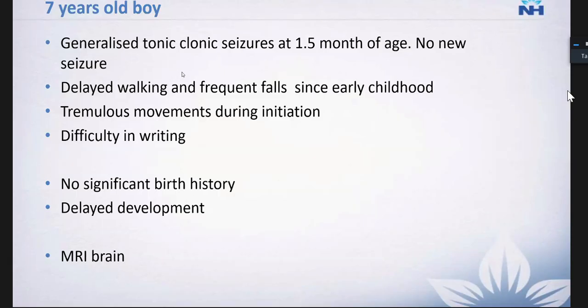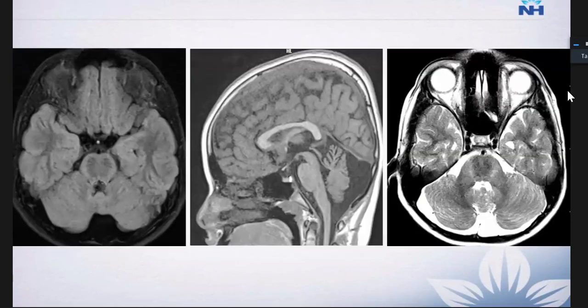So here is a 7-year-old boy who had generalized tonic-clonic seizures at 1.5 months of age. The child had delayed walking and frequent falls since early childhood, and there were tremulous movements during initiation and difficulty in writing. There was no significant birth history, but delayed development was there. And these are the MRI images. If anybody can find anything, you can put it in the chat box, or if anybody knows the diagnosis.